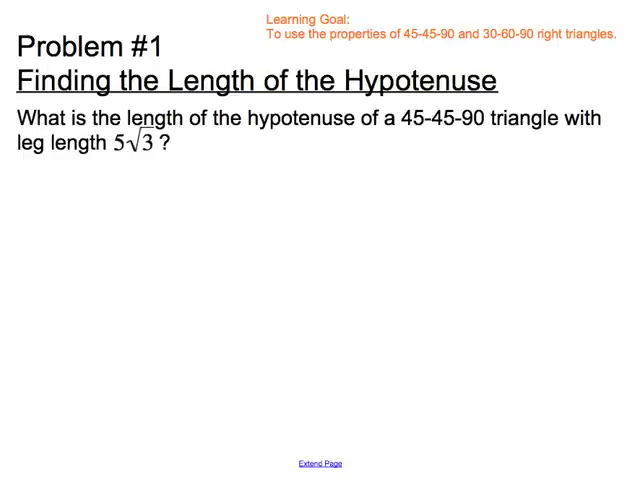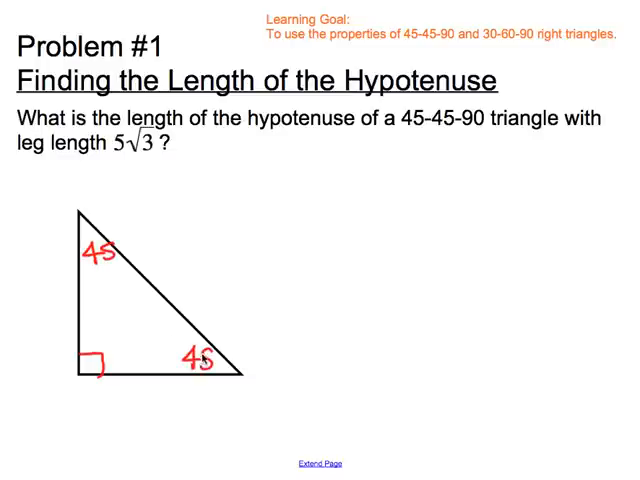Our first question says, what's the length of the hypotenuse of a 45-45-90 triangle that has a leg length of 5 times the square root of 3? The first thing we're going to do here is draw a right triangle. So here we have a picture of a right triangle. We know that it's a special right triangle, a 45-45-90 right triangle. We know that the leg length is 5 times the square root of 3. So that's the length of both legs based on the converse of the isosceles triangle theorem.